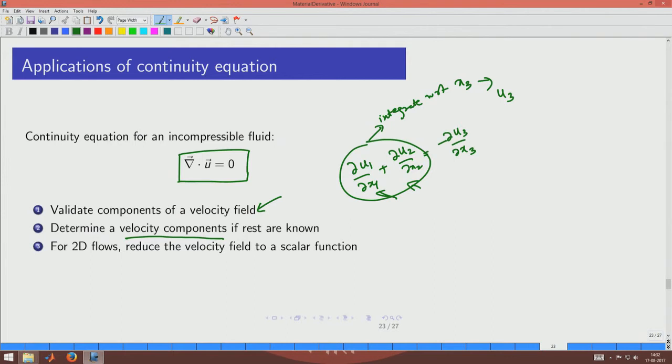In case you are limiting your domain to 2D, you could also use this equation to reduce the velocity field from 2 unknown quantities to just one quantity, which is a scalar function. You can do that so that the number of equations you need to solve is reduced. We will come to that in detail in the next session, but at this moment you know that you have 2 components of velocity in 2D flow, and you have one equation that is already being satisfied here. So, you could use it to reduce the number of unknowns. This is how the continuity equation will be useful in determining the components in a general situation.